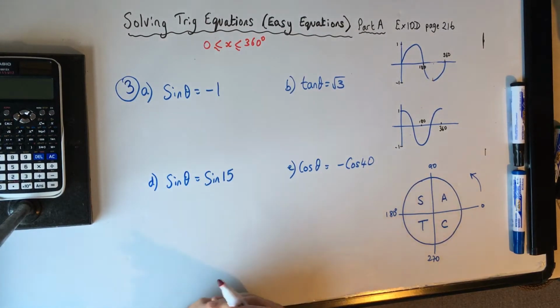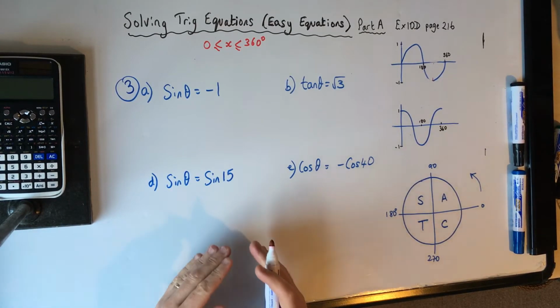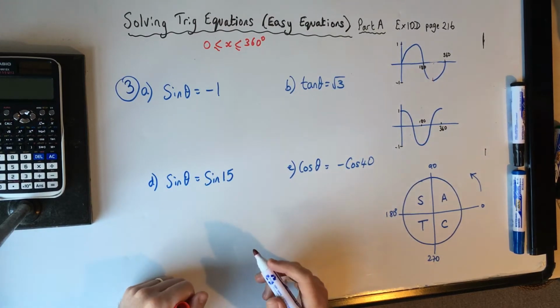This is the first of a few lessons I'm going to do on solving trig equations. The textbook splits it into two exercises, 10D and 10E. 10D are the easier ones, and those are what I'm going to look at first of all. I'm going to do it in two parts so the videos aren't too long. So we're just going to look at solving simple trig equations.